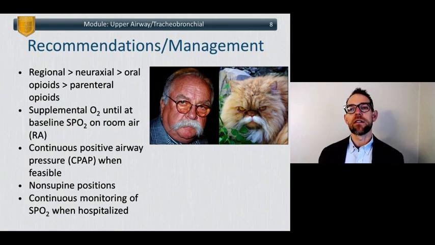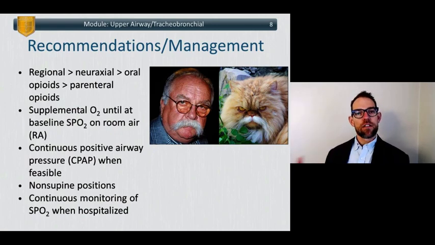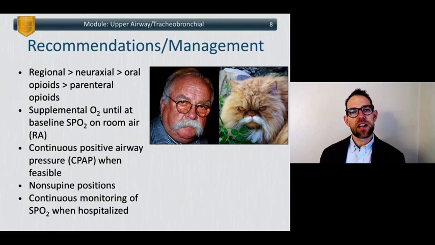So in this case here, we would like to avoid the use of opioids. That makes a regional anesthetic optimal. That is superior, of course, to a neuraxial anesthetic. Oral opioids, if you have to, are okay, but are viewed less favorably than doing a regional anesthetic or a neuraxial anesthetic. And then, of course, last but not least, worst for these patients would be parenteral opioids.